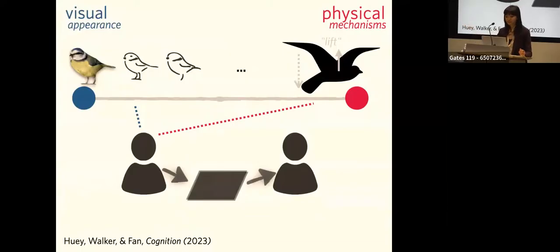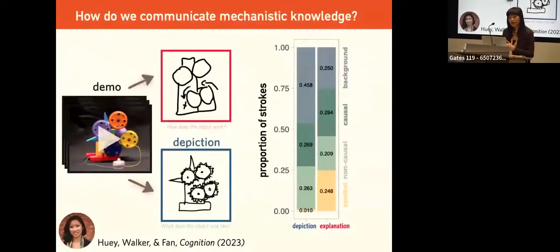In recent work led by Holly Huey, a PhD student in my lab, and in collaboration with Karen Walker and Charles Liu, we found that when people produce visual explanations for a machine that they just learned about, rather than ordinary depictions meant to convey what an object looks like, they reach for qualitatively new graphical elements, including, in this case, arrows to convey motion and causal interactions, even at the expense of preserving visual fidelity to the target object. So I'm not going to go into great detail in this talk. I'm happy to answer any questions about this.